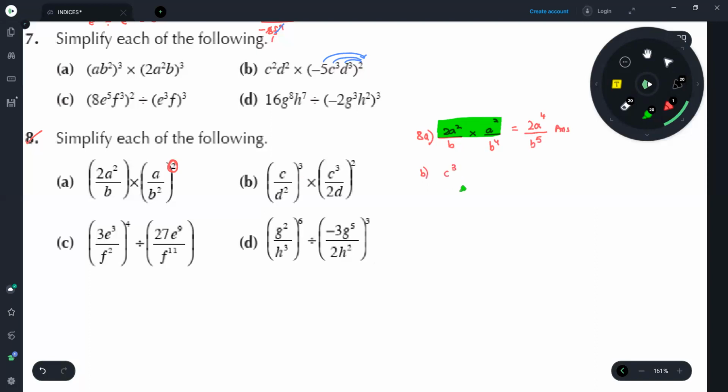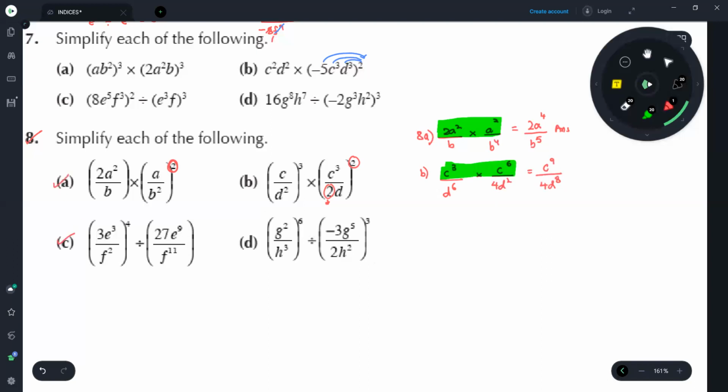So now part b. Can I say it is c cubed upon d to the power 6, multiplied by c to the power 6 upon, you see this square? No, this square has to be applied to 2 as well. So it's going to be 2 squared, 4, and then d squared. Now can you multiply the numerators for me, please? Just the numerators. c to the power 9, over 4d to the power 8. Very good.